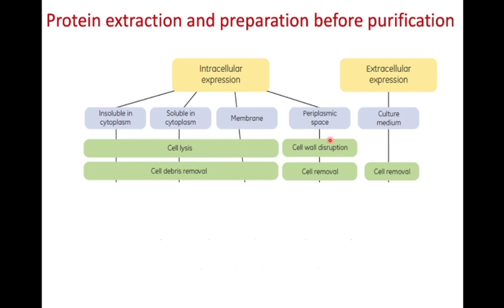Whilst with the periplasmic space, we need to disrupt that cell wall, and then there's another step after that. Once we've disrupted the cell wall, or lysed the cells, we then need to remove any debris or non-disrupted cells. That's quite easy: we can do a centrifugation. Centrifugating the sample will pellet any components that are not lysed, so they will be pelleted in the bottom of the tube.